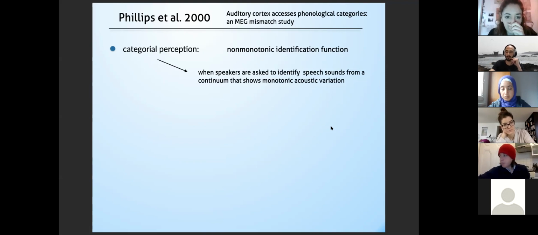So in order to do this, a very useful methodology is categorical perception. Categorical perception is when speakers are asked to identify speech sounds from a continuum that shows monotonic acoustic variation. So you are varying one single feature of a sound, but still at some point you perceive it as one phoneme, and then when you cross a certain threshold, you perceive it in a different way, okay? Like this.